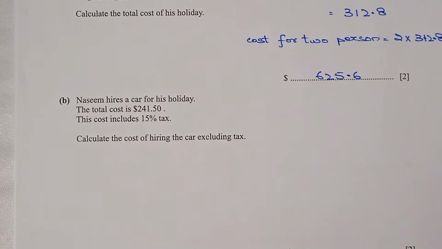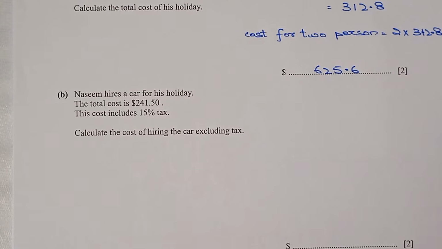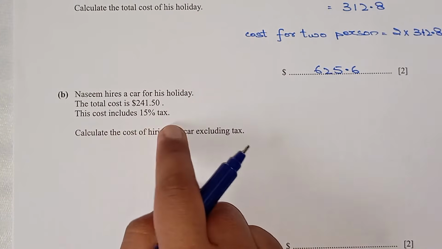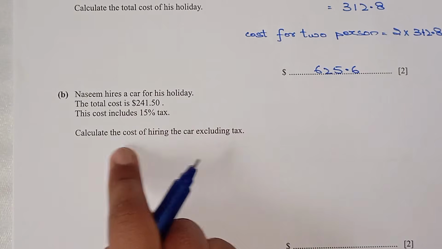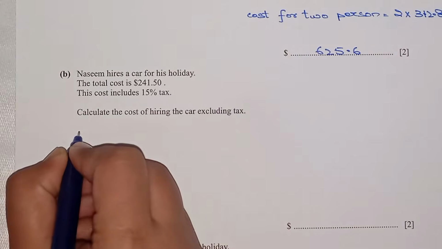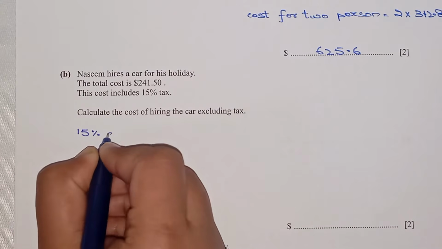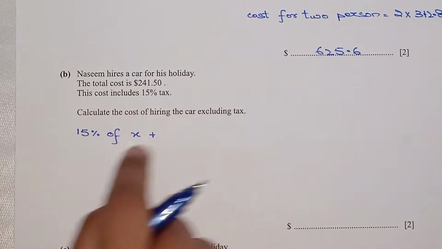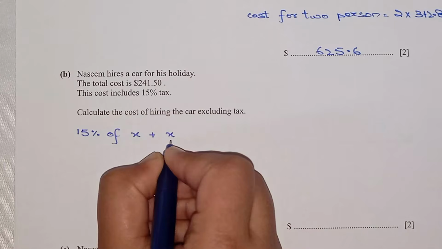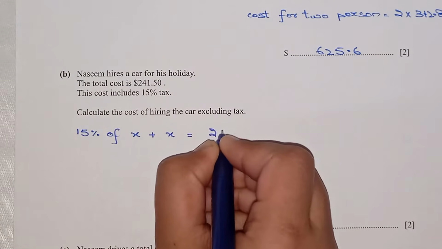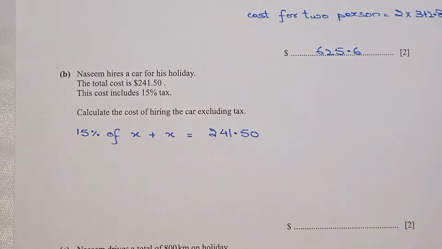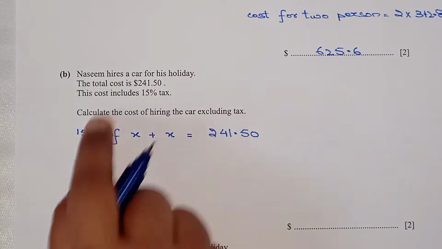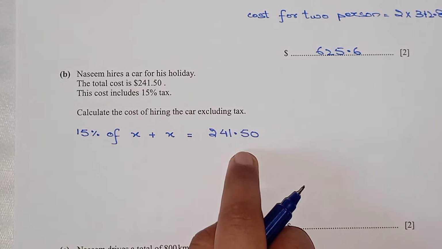Now for part B, Naseem hires a car for his holiday. The total cost is $241.50. This cost includes 15% tax. Calculate the cost of hiring the car excluding the tax. At first we need to find 15% of some x, right? And then we need to add 15% of that x to that x, and this would be equal to 241.50. First we find 15% of that amount and then add that 15% tax to that amount. We will get the cost including the tax.